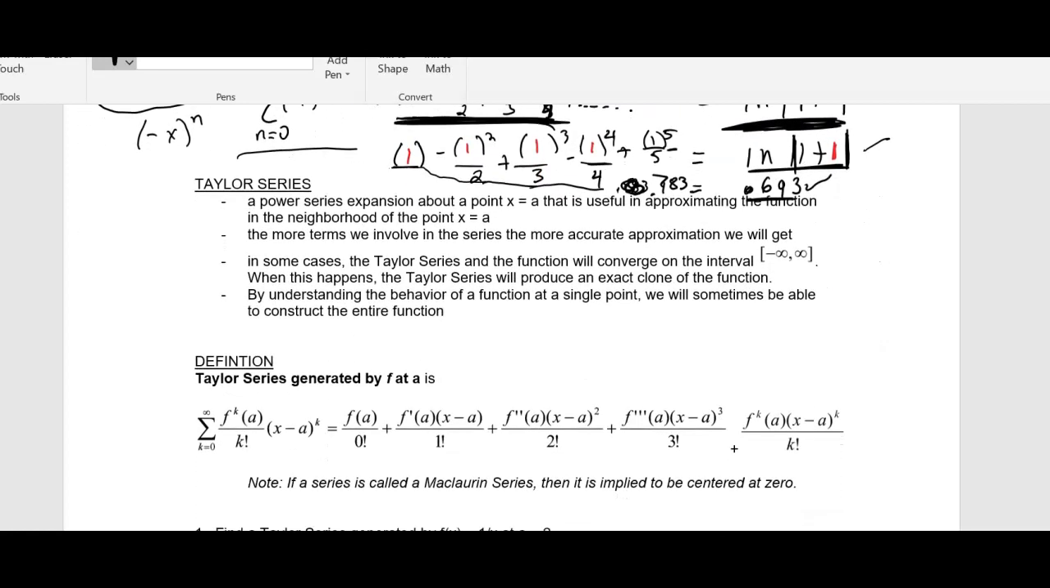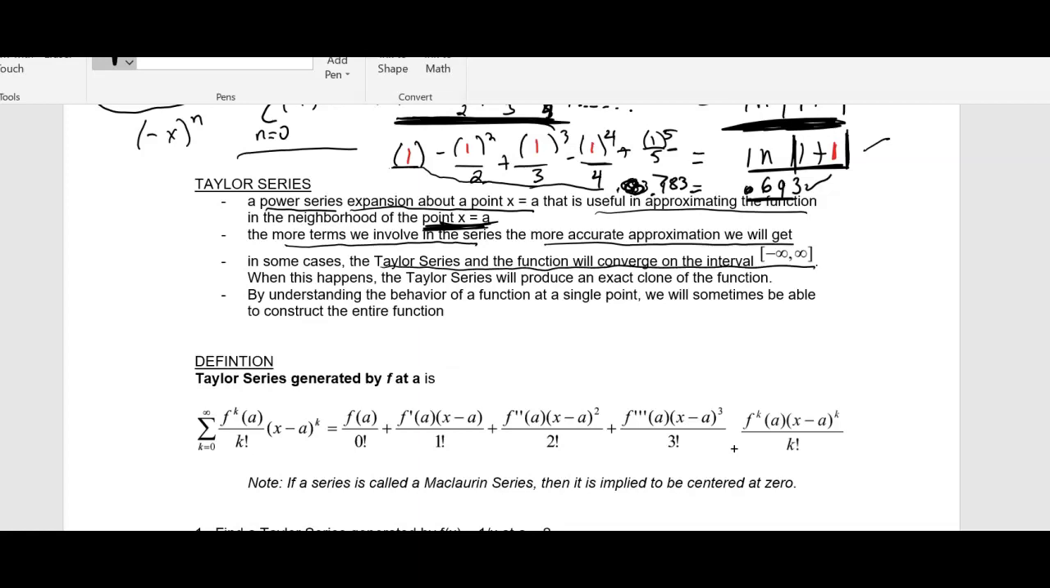So a Taylor series is a power series first and foremost, and it says a power series expansion about a point x equals a that is useful again in approximating the value of a function as long as we stay around the point where we're expanding it. Similar to what we just talked about, the more terms we involve in the series, the more accurate the approximation will get. In some cases, the Taylor series and the function will converge everywhere.